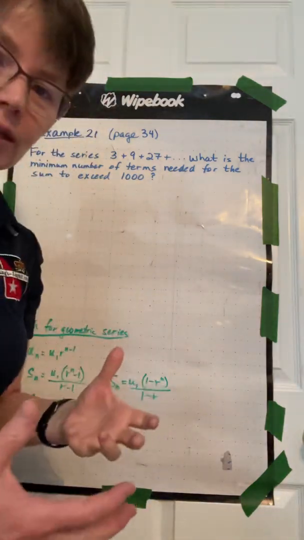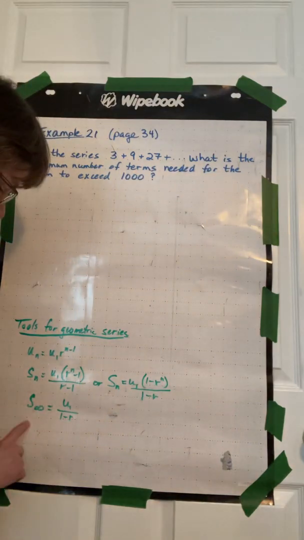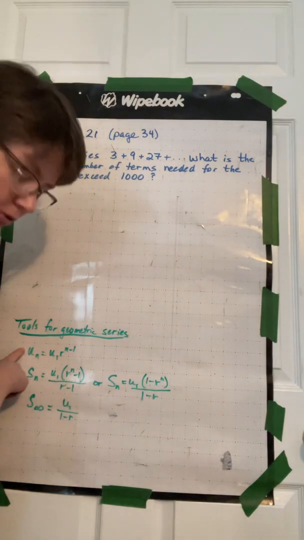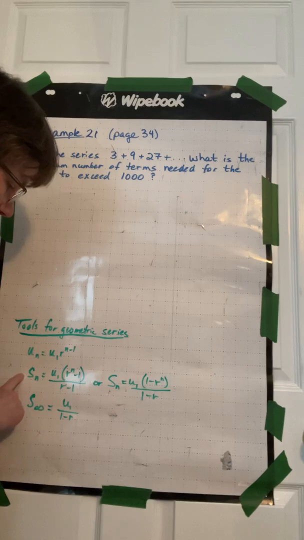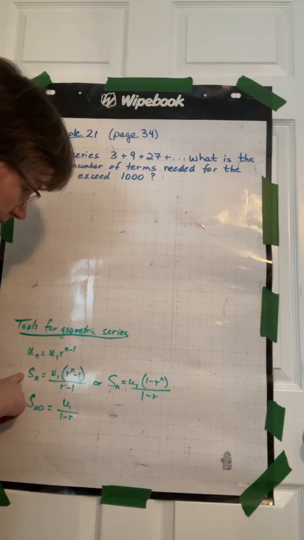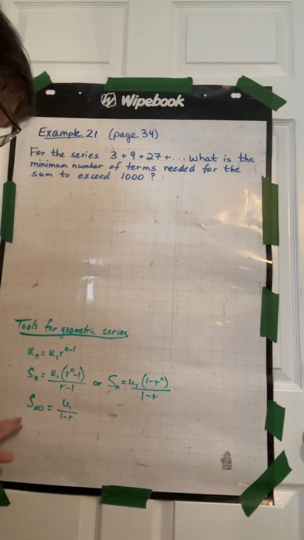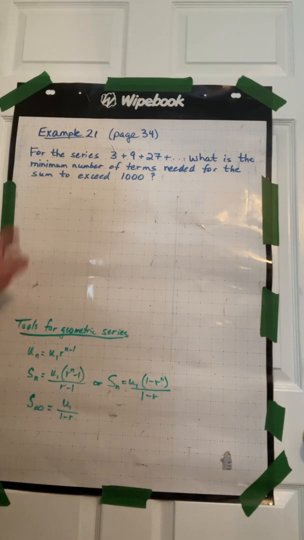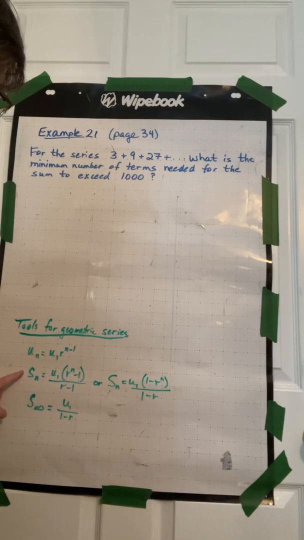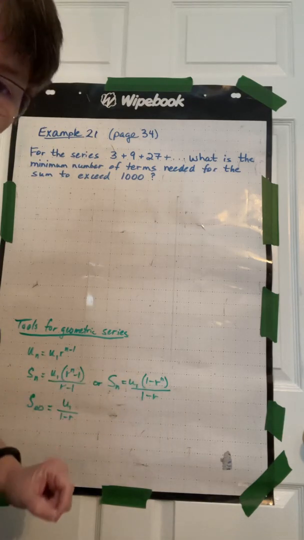All right, so let's think about our geometric series tools. We have these tools down here, the general term formula, the sum to a certain term formula, and the sum to infinity formula. Well, we're not summing to infinity, but we are summing. Okay, so we're going to need to use either one of these formulas.